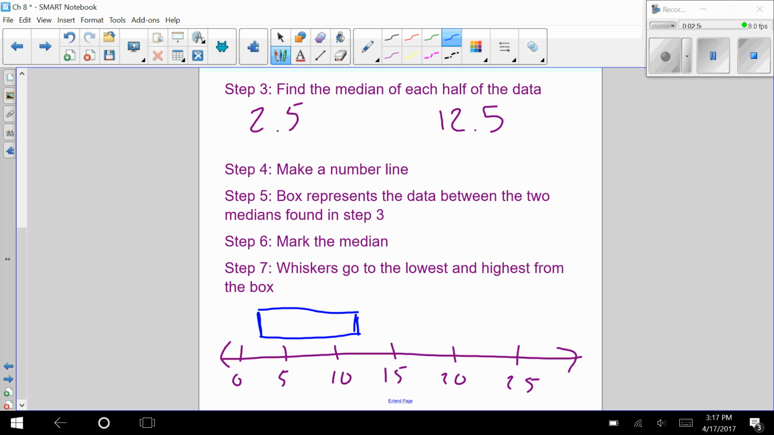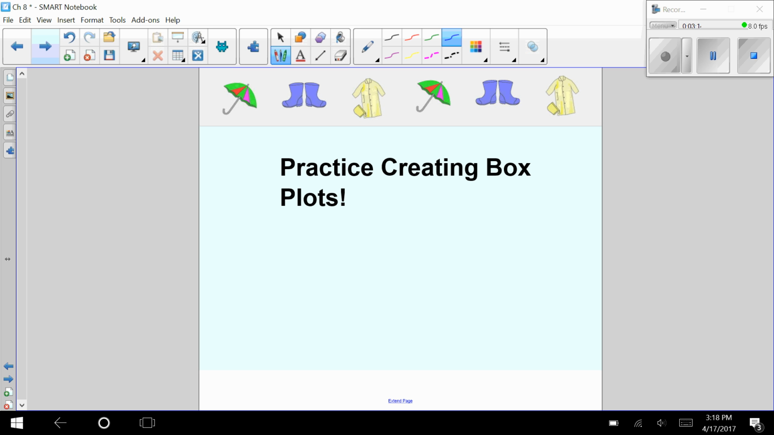All right, we mark the median. So our median was 6. So at 6, we make another line. And then we make whiskers that go to the lowest and highest numbers. So our lowest was 1. So there's our whisker. And our highest was 22, which is about here. So there's our box and whisker plot. So you're going to create some box plots for a moment.